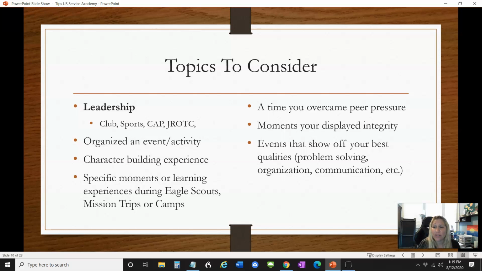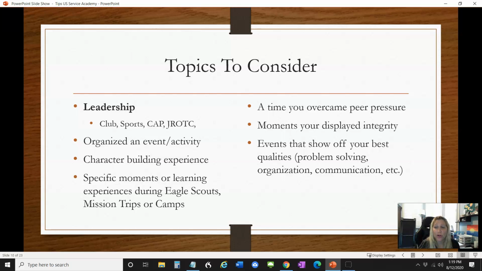All right, moments you've displayed integrity. Yet again, I just gave you that example of when your friends ask you, hey, get the answers off the teacher's desk, and you say, no, I'm not going to do that, and you shouldn't either, then you've definitely displayed integrity. So those could be great examples as well.